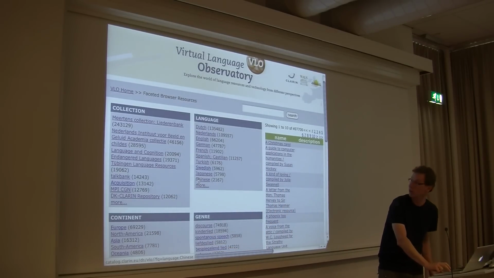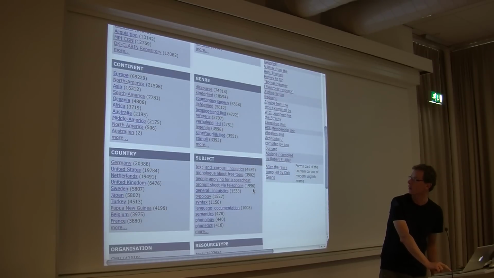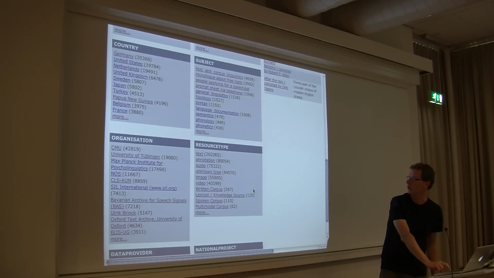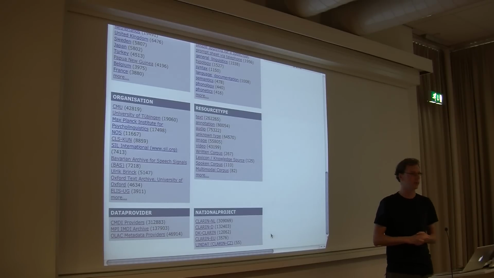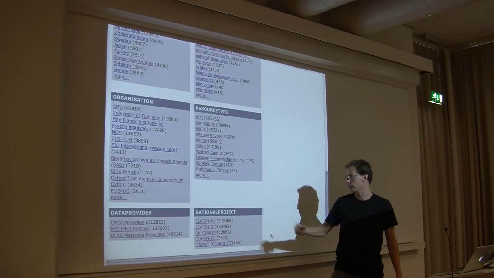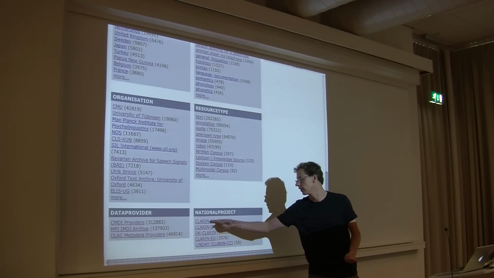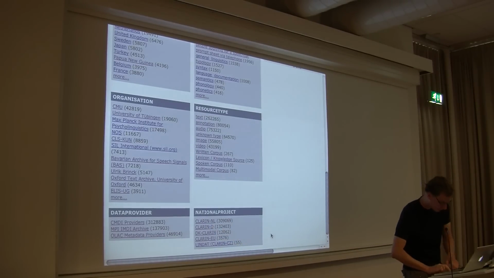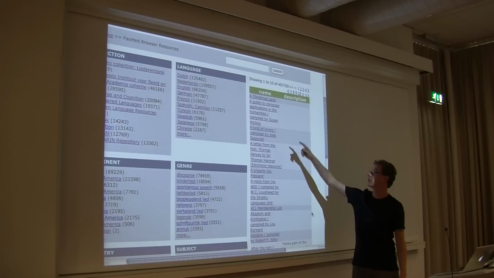As you can see, there are multiple facets here. There is a language facet, there is a continent facet, genre, country, subject, organization, resource type. National project, which is a recent addition. Basically trying to give an overview about which resources are available in which national project. So for instance, if you want to see all the resources available in the context of CLARNL, you can click on CLARNL here. And then at the right-hand side here, you can find all the individual records.